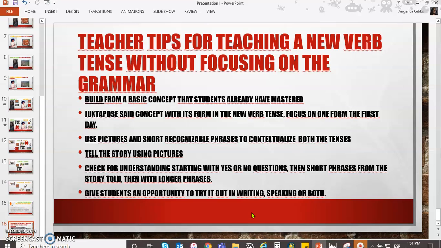Step number 3, I used pictures. So at no point did I try to explain anything in English. I just used pictures of myself, which interest your kids if you want to swap out your own, and short recognizable phrases, words, again the ahora and de niño niña. I didn't say cuando era pequeña and I didn't throw in a bunch of new verbs or anything like that. I just focused on the me gustaba and I kept the phrase really simple, de niño, de niña.